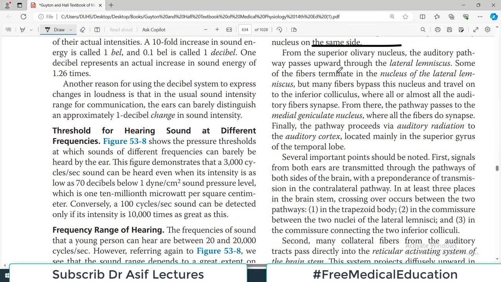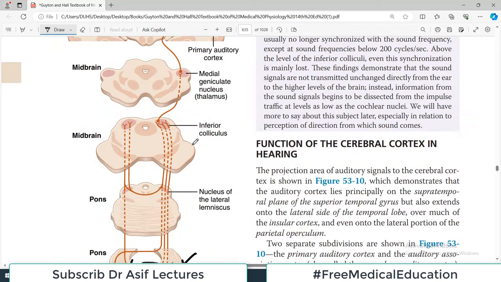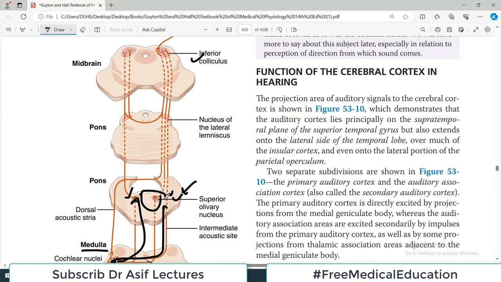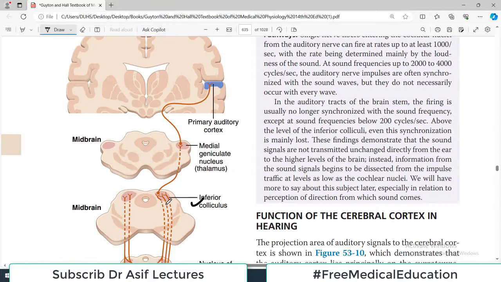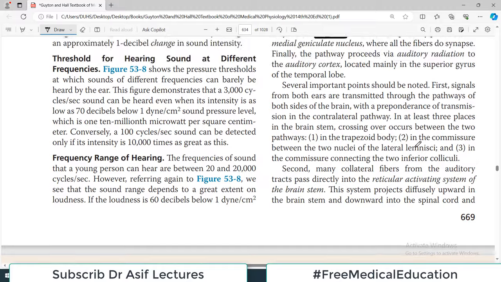The auditory pathway passes upward through the lateral lemniscus. Some of the fibers terminate in the nucleus of the lateral lemniscus, but many fibers bypass this nucleus and travel on to the inferior colliculus, where almost all of these auditory fibers synapse. So they are now going to the inferior colliculus, basically traveling up, and that's in a lemniscal pattern. So they are making a particular layer of all the fibers coming from the ear, and from there they are going to travel further upward.